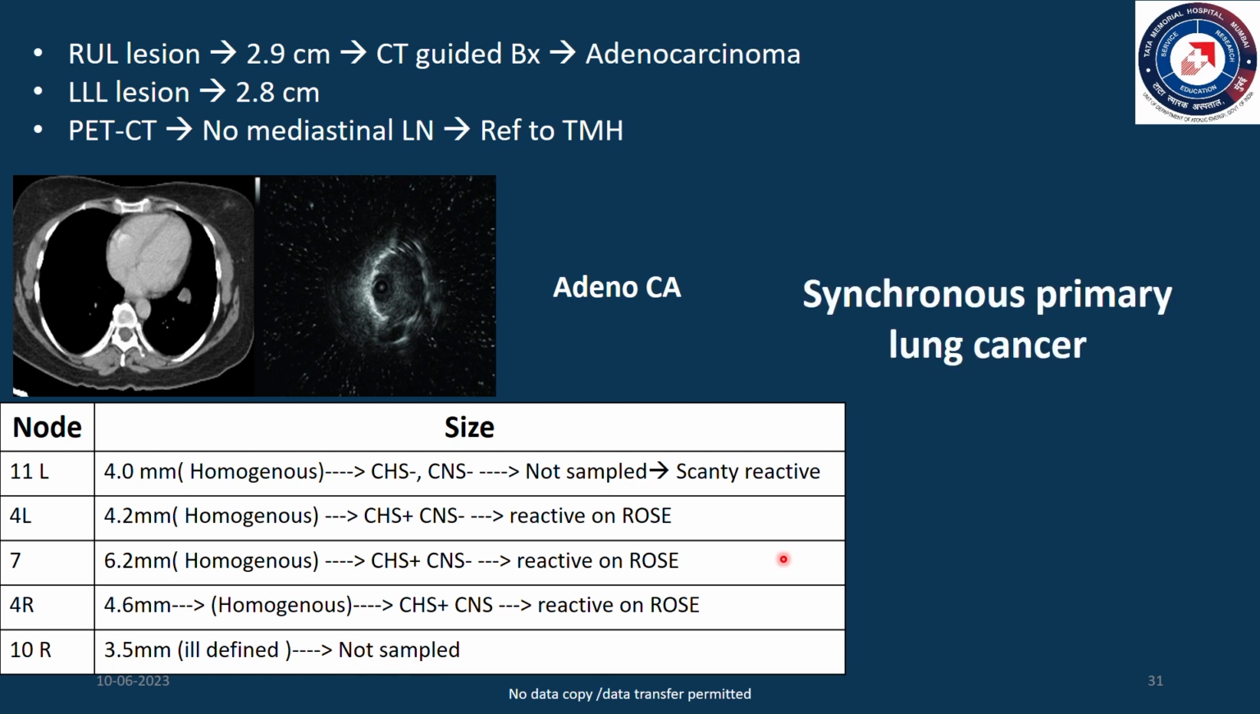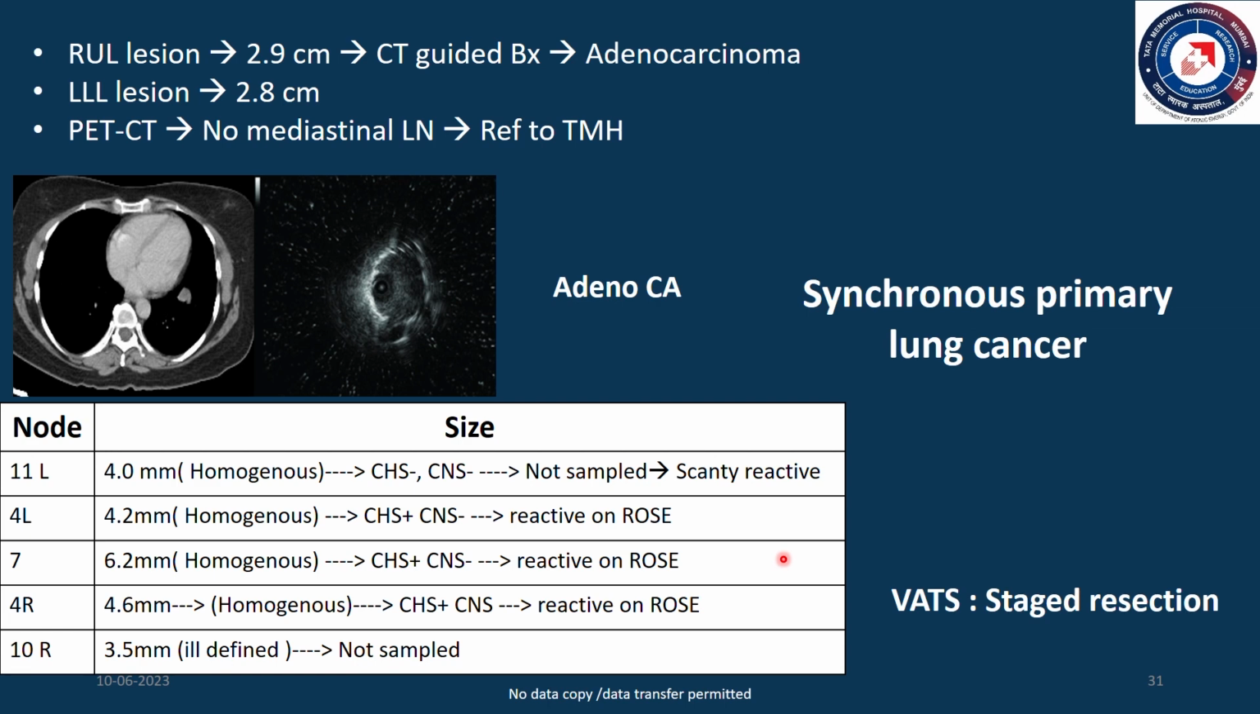This is a case of a synchronous primary lung cancer. The concept of multiple primary lung cancers is evolving now. You have a lung cancer on both sides, the PET is negative, the mediastinum is negative, and there is no metastasis elsewhere. This patient becomes a candidate for sequential stage resection if the patient's lung function permits.